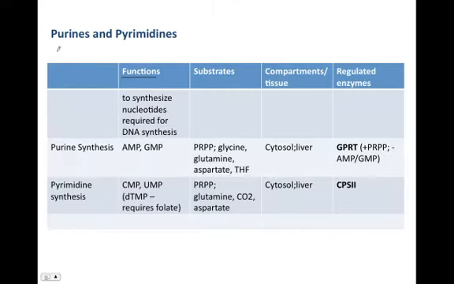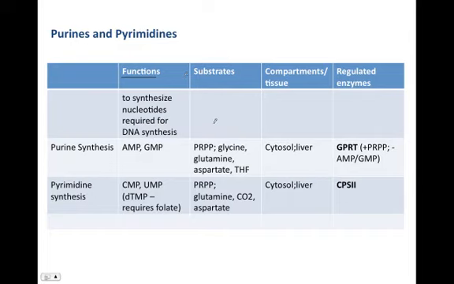Now let's look more closely at purine and pyrimidines. As this is the first biochemical pathway we've gone through, let's look and highlight some specific aspects important to the pathways. We will do this for all metabolic pathways that we review. The function of this pathway is to synthesize nucleotides required for DNA synthesis, as well as for RNA transcription. You should be aware of the substrates of this pathway.